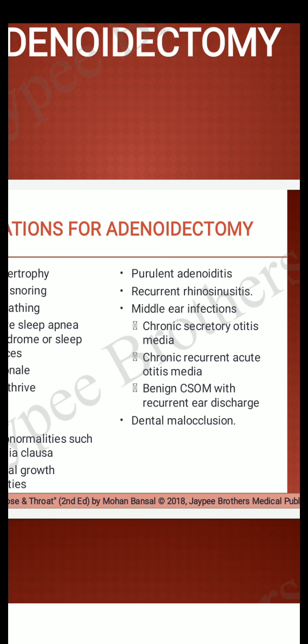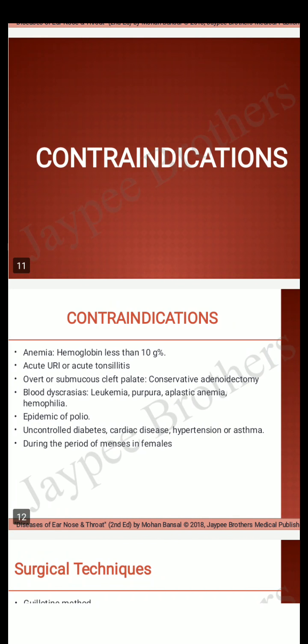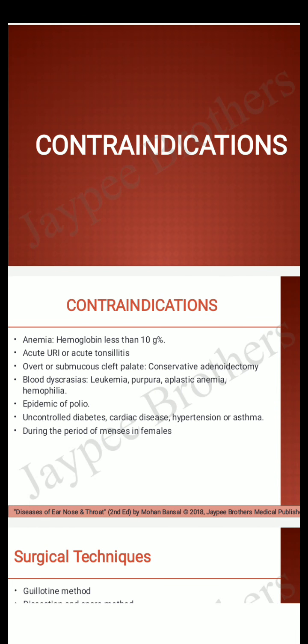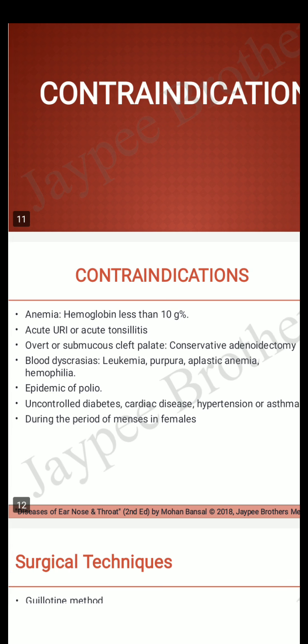ear discharge, dental malocclusions. The contraindications for the procedures include anemia with hemoglobin less than 10%, acute respiratory URTI or acute tonsillitis, overt or submucous cleft palate. Conservative adenoidectomy should be done in submucous cleft palate. Blood dyscrasias are an absolute contraindication.